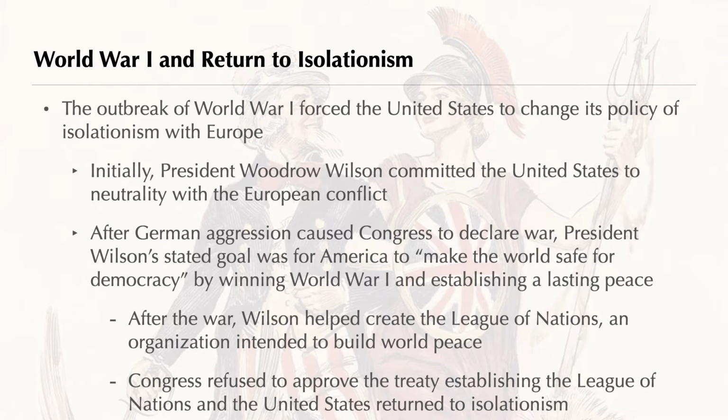World War I forced the United States to change its policy of isolationism toward Europe. Although at first President Woodrow Wilson took a position of neutrality, German aggression caused Congress to declare war in 1917. President Wilson said that the goal in entering the war was to make the world safe for democracy. He believed that this would be the war to end a war, leading to lasting world peace. After the war, Wilson helped found the League of Nations, a new organization intended to help keep peace. However, Congress was eager to withdraw from European affairs and return to isolationism. It refused to approve American membership in the League.